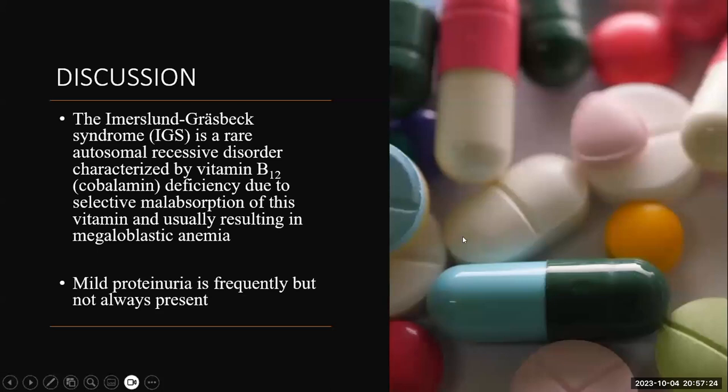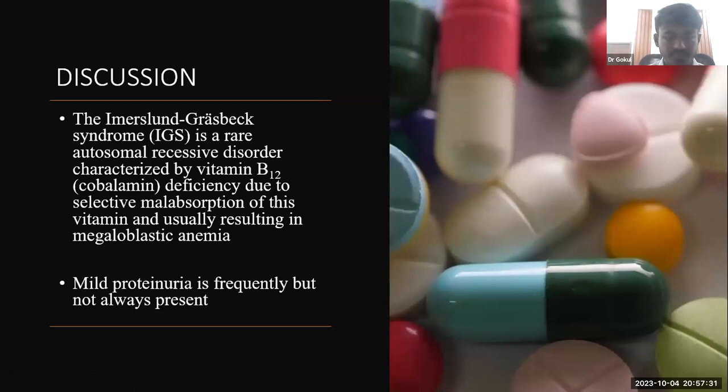Two minutes left, Gokul. Sir? Yeah, carry on. You have 2 minutes, Gokul.